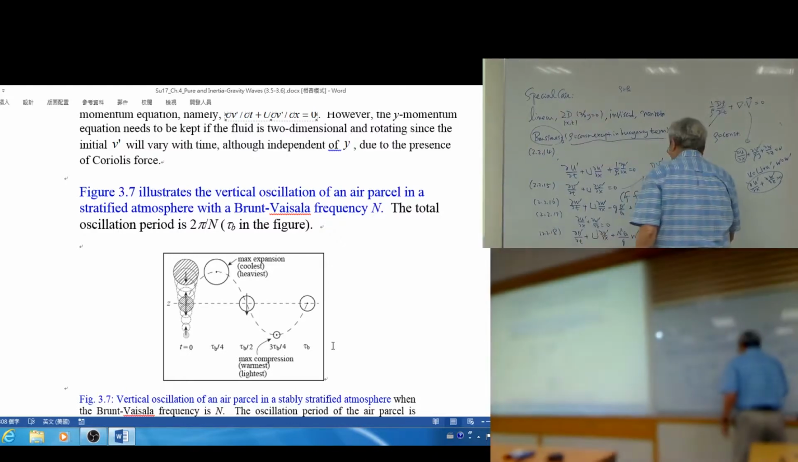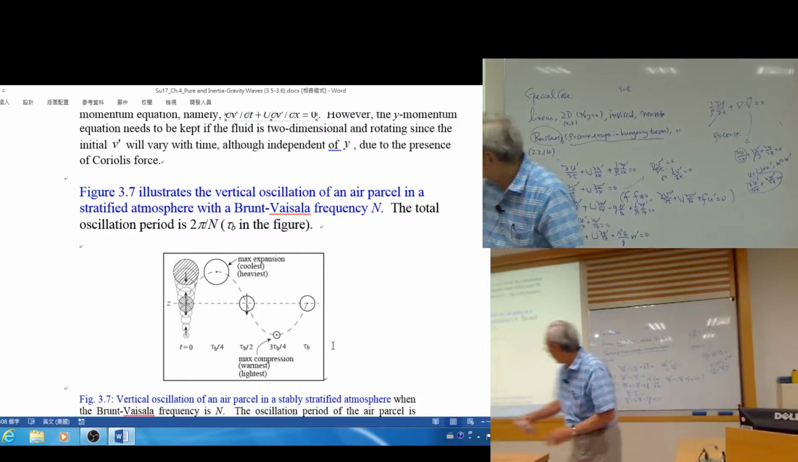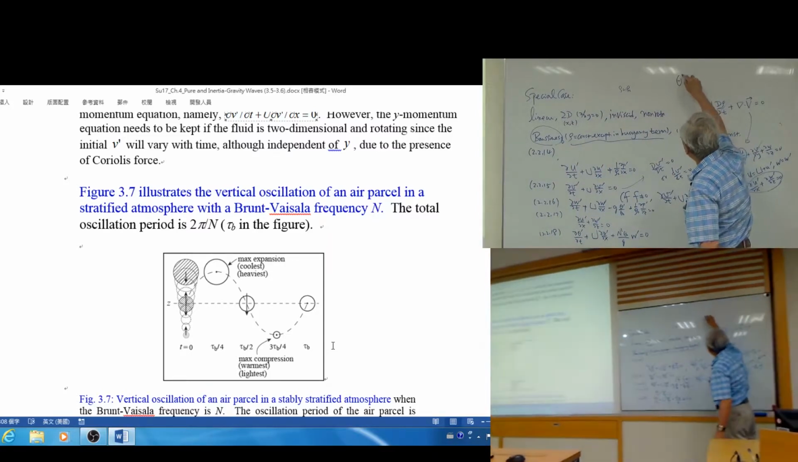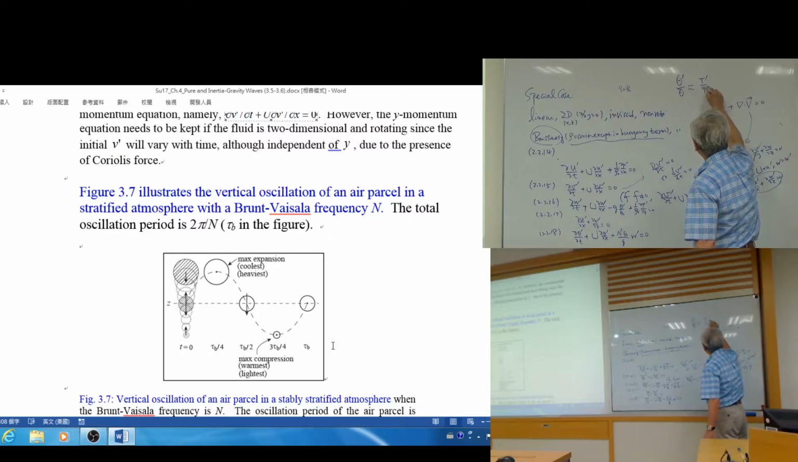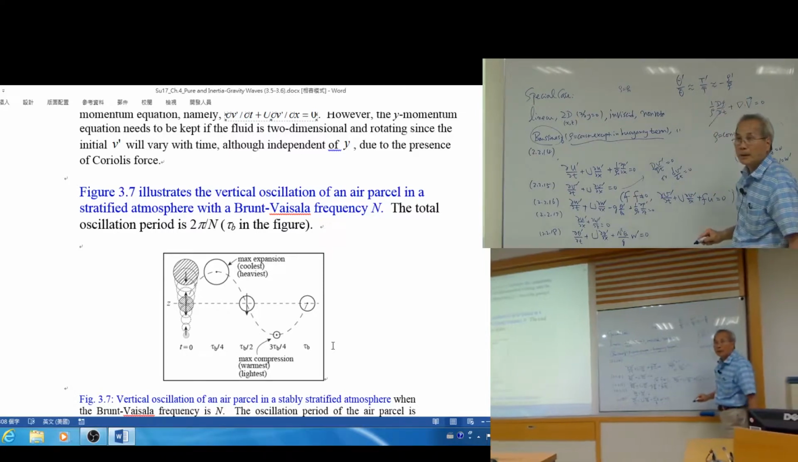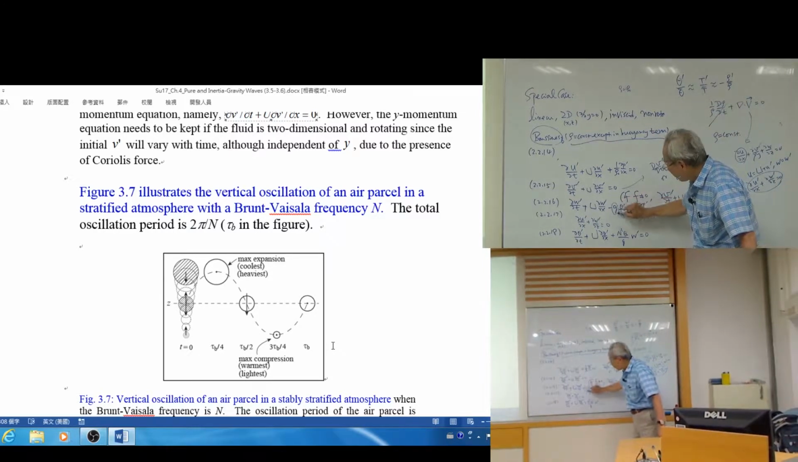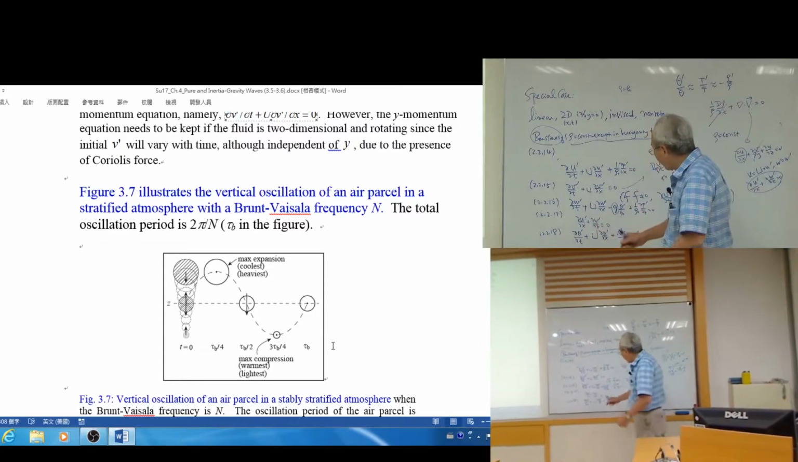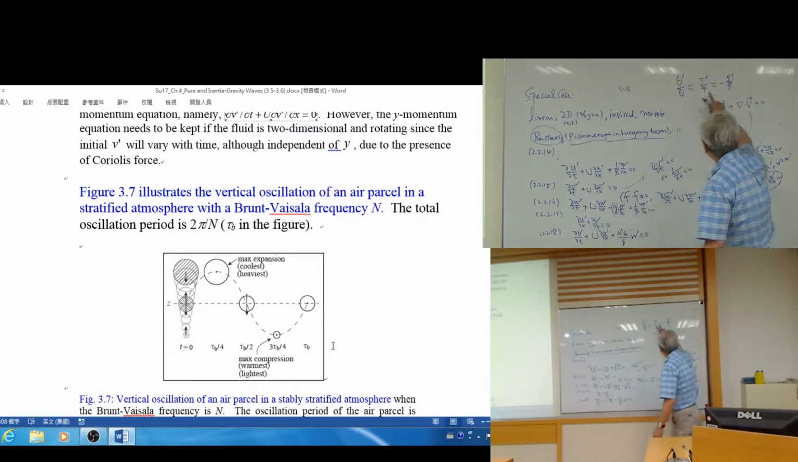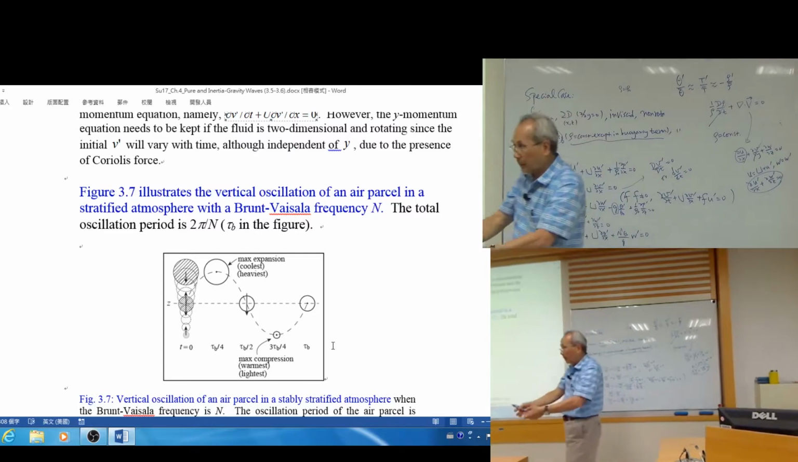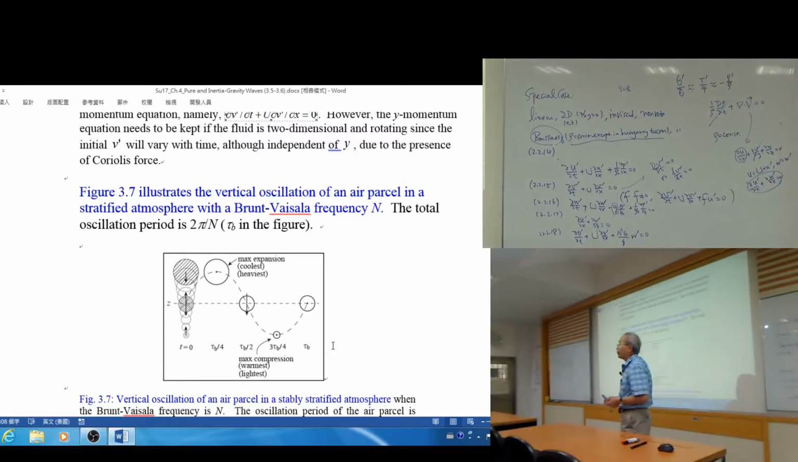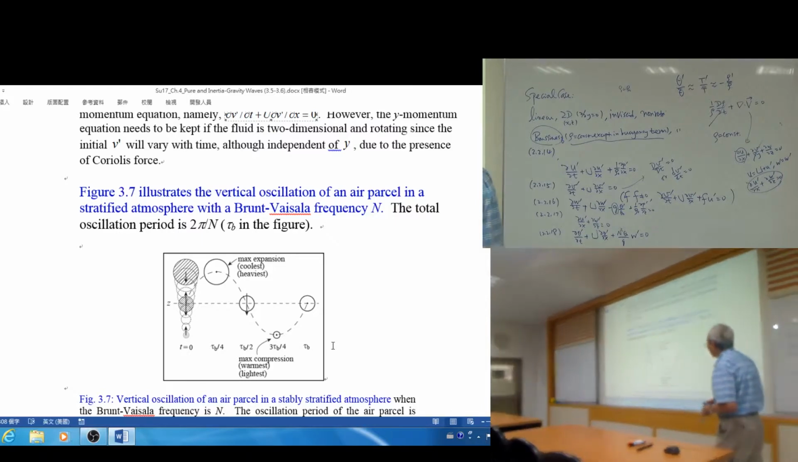It's like theta prime over theta bar, or theta naught, is proportional to T prime over T bar, and proportional to negative rho prime over rho bar. So this gravitational acceleration helps to create this theta prime, or T prime, or rho prime, and then creates this oscillation. And that's why it's called a gravity wave.